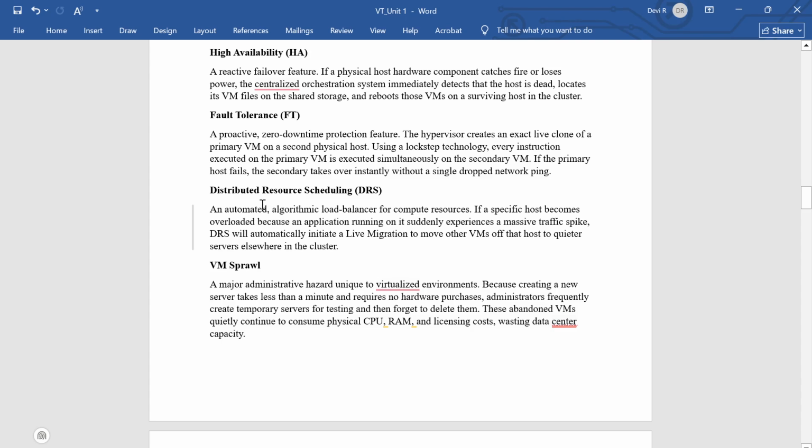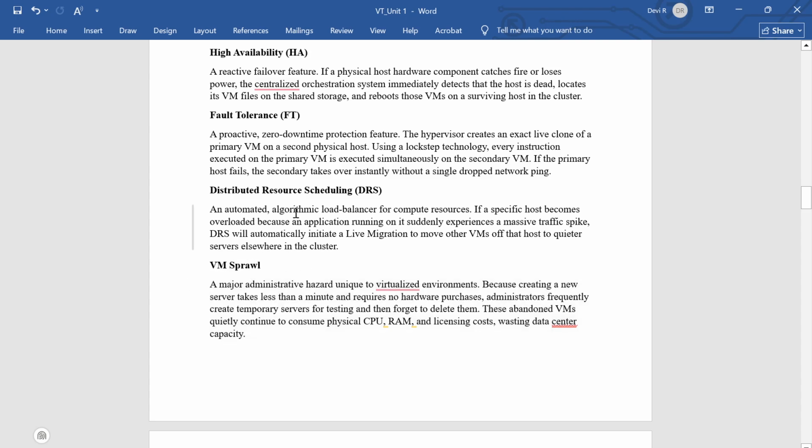And next comes distributed resource scheduling, an automated load balancer algorithm for compute resources. If a specific host becomes overloaded, automatically it distributes the workload to whichever node is free, right? So that is what is given here. Because an application running on it suddenly experiences a massive traffic spike, DRS automatically initiates a live migration to move the other VMs of that host to the server where it is clustered.